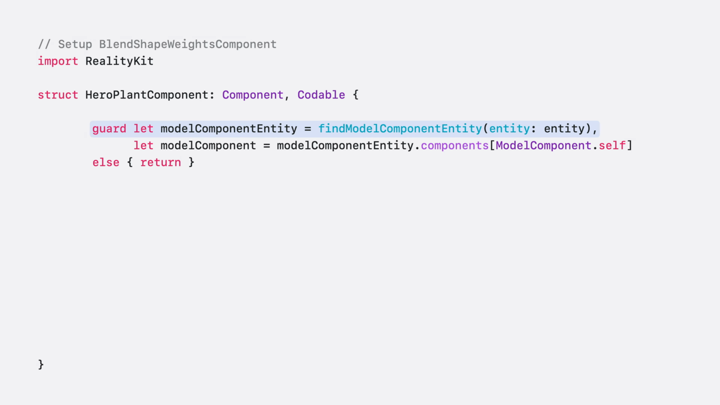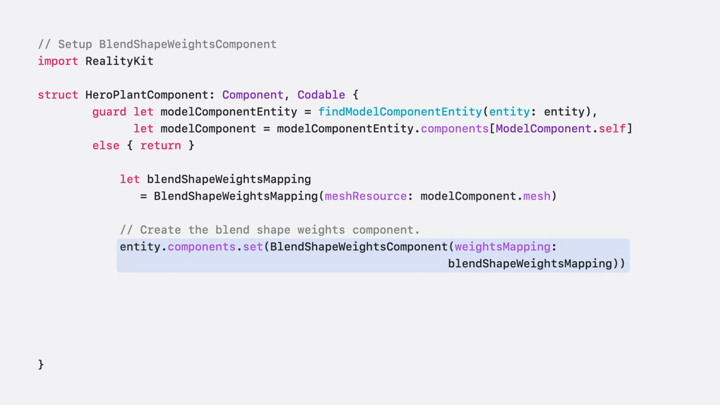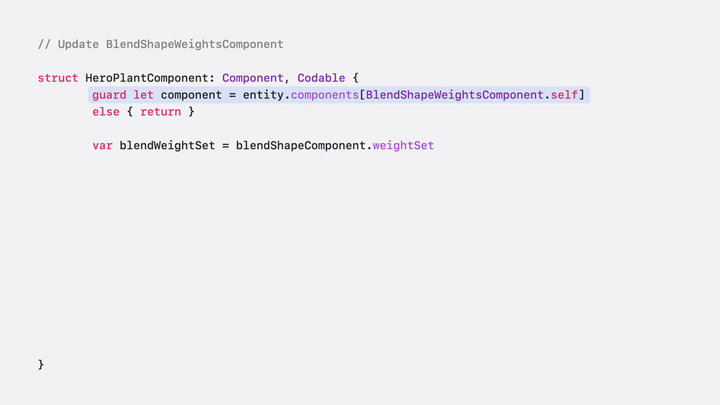Let's walk through creating this in code. First, find the model entity that has the model component from the entity hierarchy. Get its mesh resource and create the Blend Shape Weights mapping from the mesh resource. Then, create the Blend Shape Weights component from the mapping. To update the blend weights at runtime, I will get the Blend Shape Weights component from the entity.